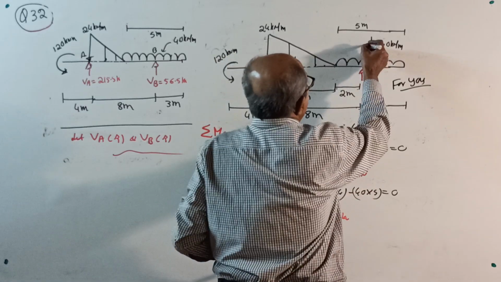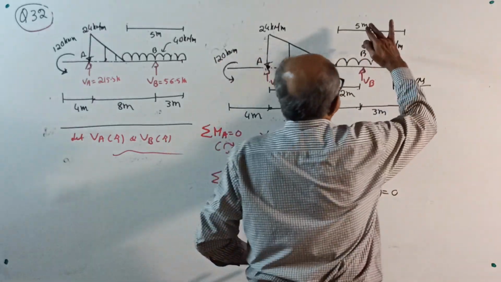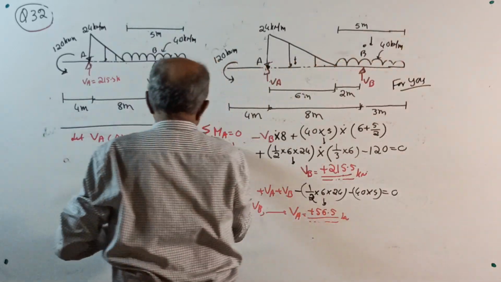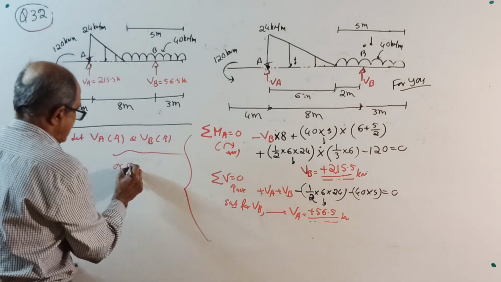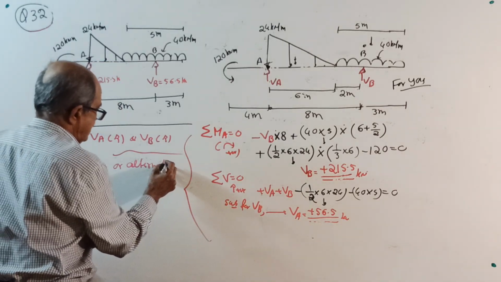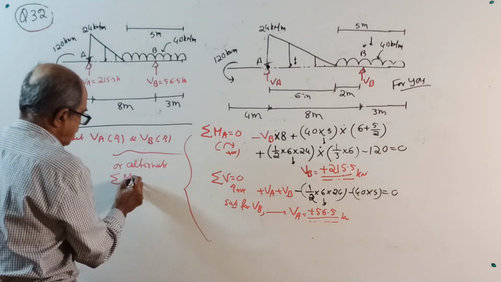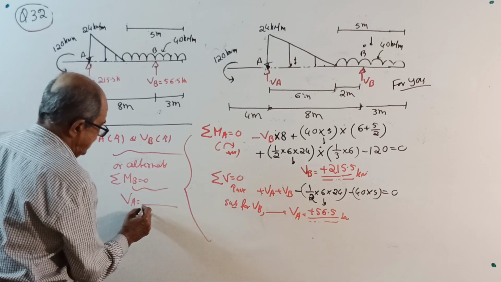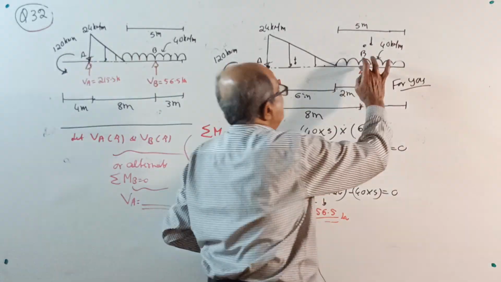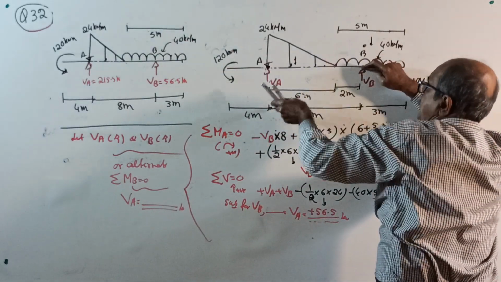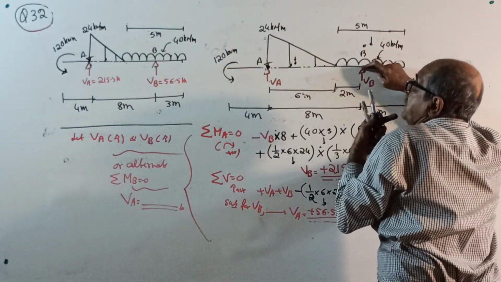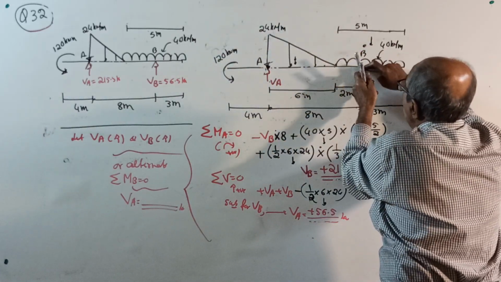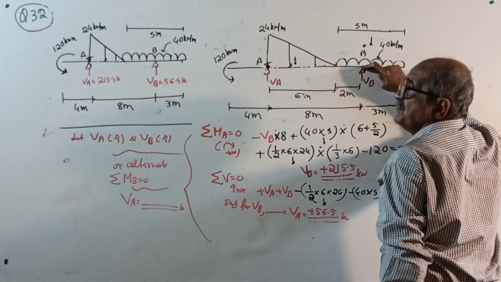Alternate solution, take moment about B. I will dictate. Plus VA into 8. Or, right here now, see. Alternate solution: sigma M about B equal to 0. I will explain. You will first get the value of VA in kilonewton. See, moment here: plus VA into 8 minus 120 minus half into 6 into 24, the total load, into (2 plus 2/3 of 6).